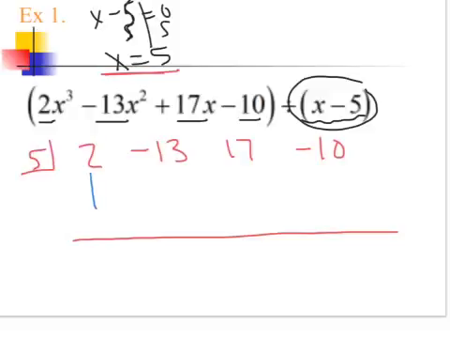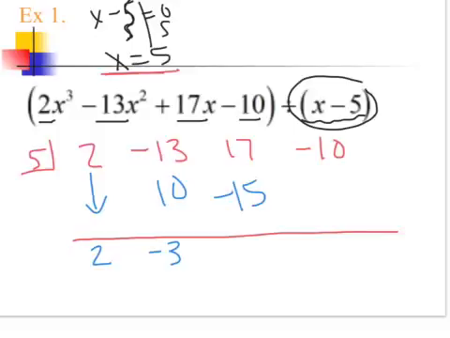We're going to carry down this first number, which is 2. Then we're going to multiply the 2 by the number that's in the box. So 2 times 5 is 10. We're going to put that answer in the second column. Then we're going to add. Negative 13 plus 10 is negative 3. Then we're going to multiply negative 3 with the number in the box, which is 5. So negative 3 times 5 is negative 15. Put that in the next column.